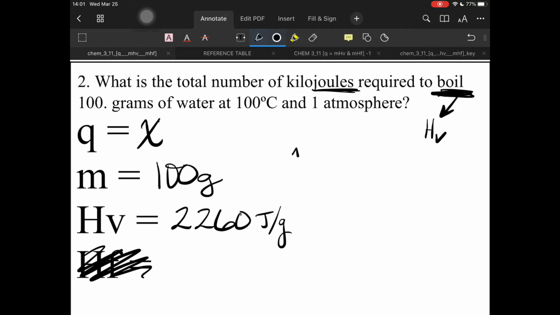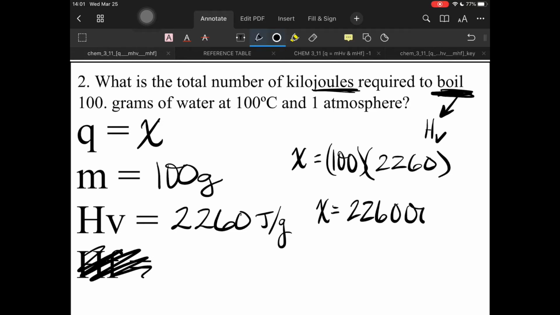Now we just plug it in. X equals 100 times 2260. That will give me X is equal to, right? And this is joules, right? So the question is asking us for kilojoules. So in order for us to get from joules to kilojoules, we just need to divide by 1,000. And like I said, I always do this. 1, 2, 3. Okay, equals 226 kilojoules.